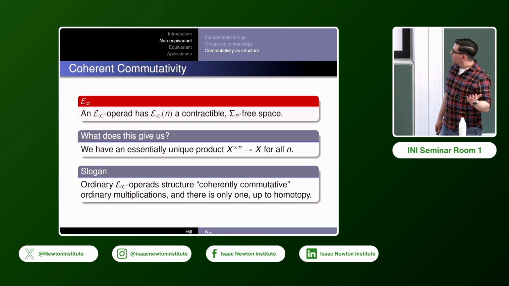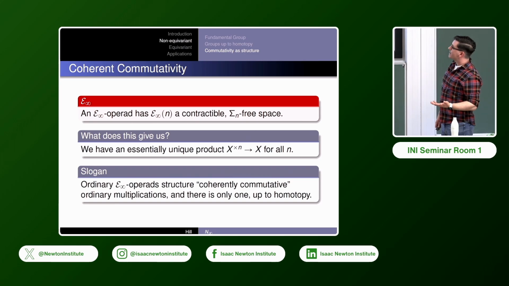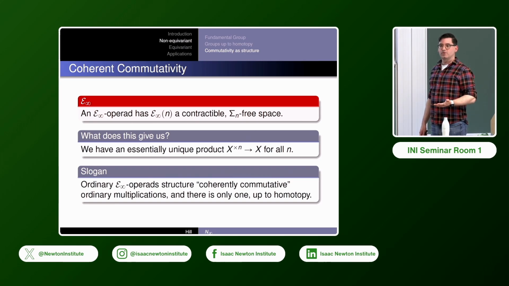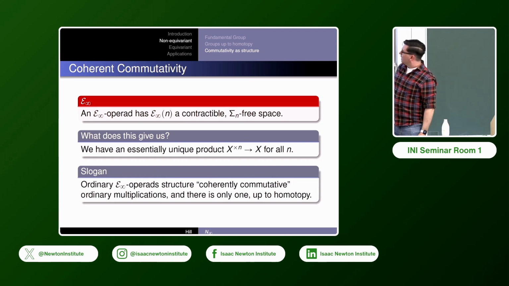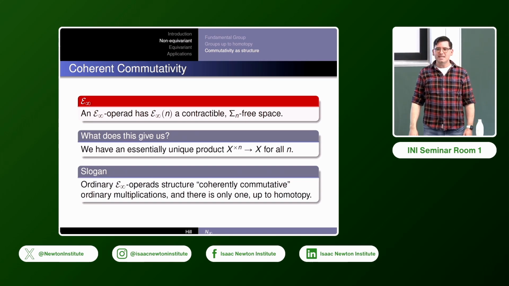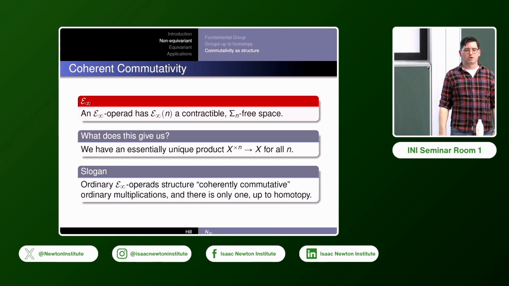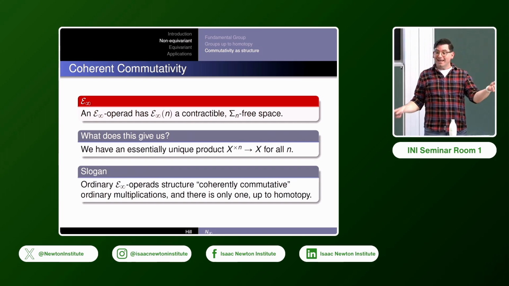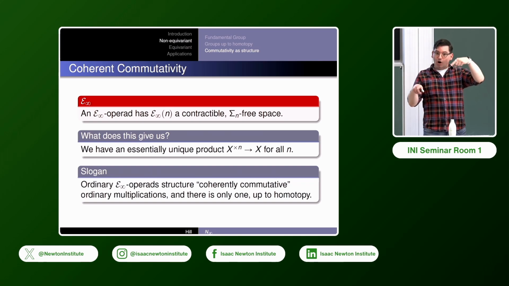And so the homotopy type of these spaces in the E infinity operad is unique. It's the space that is contractible and has a free sigma n action. Any two spaces with these properties are the same. And since the homotopy type is a point, it tells me that I have an essentially unique multiplication. Remember, a multiplication is parameterized by a choice of point in there, but any two points are homotopic to each other. And any homotopies I would have between those are homotopic.